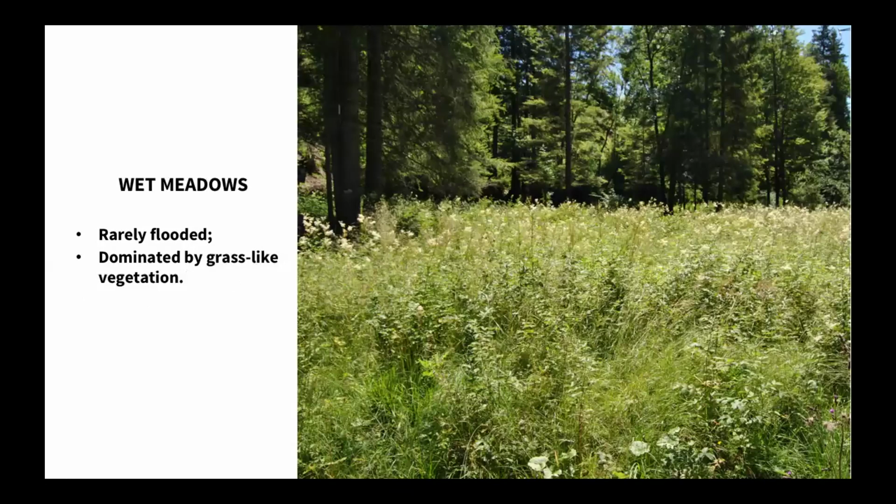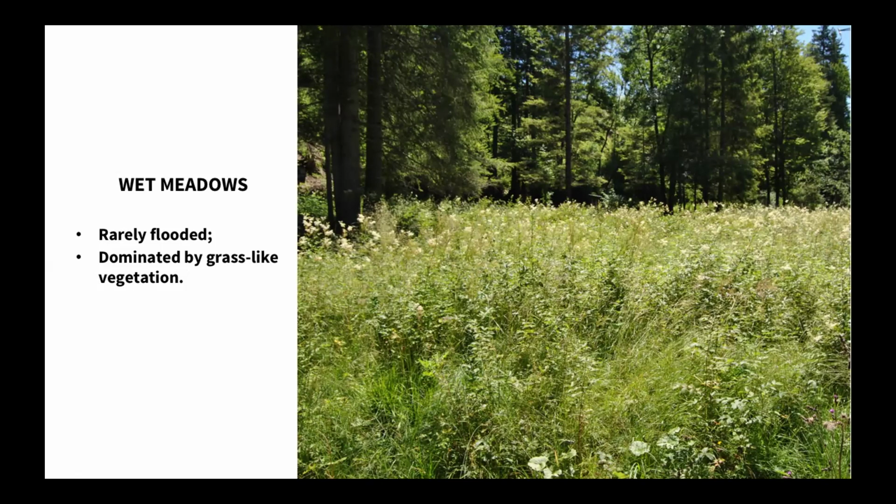Then we can see the wet meadows. These too are environments that are not frequently, let's say, flooded. In fact, wet meadows usually are rarely flooded, but for a long enough period of time that the plants that live in there, which should be in most cases grass-like vegetation, so vegetation without wood, must be adapted both to the presence of water and to the lack of water.